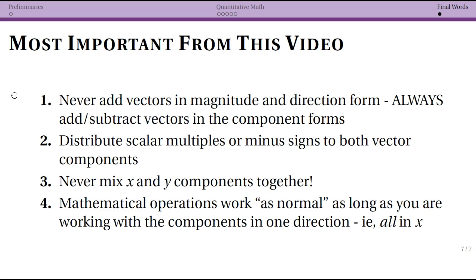So to really summarize what we went through, the thing that I want you to know and remember the most is that you always need to add and subtract vectors when they're in their component forms. Never add or subtract vectors when they're in a magnitude and direction form. Please don't do that. It is definitely going to give you the wrong answer. So if you have any scalar multiples or minus signs, you just distribute those to both of your vector components. Again, keeping in mind that your vector components themselves might be negative if your component vector points in the negative direction. Don't mix your x and y components together.